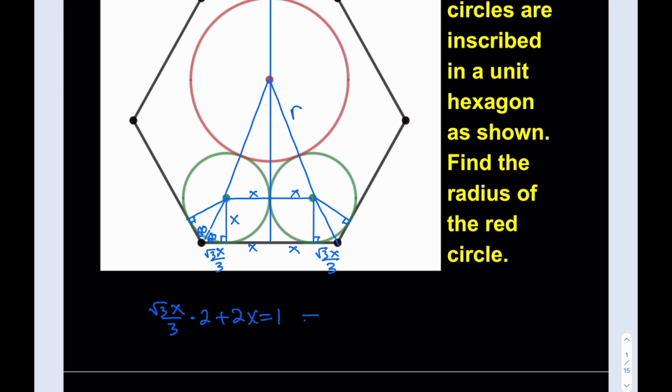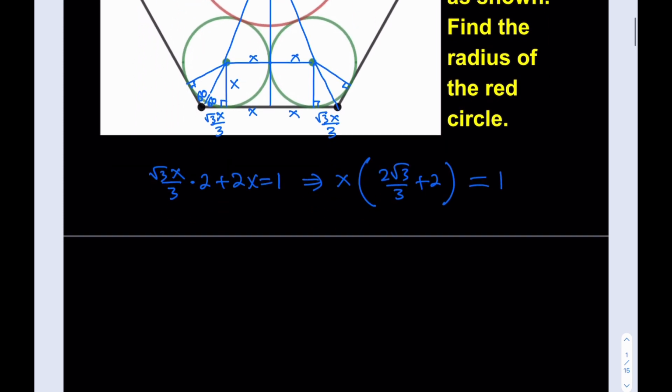So let's go ahead and solve for x here. What I can do is take out the x. Then I should be getting 2√3 over 3 plus 2, and that product is equal to 1. Let's make a common denominator. x times 6 plus 2√3 over 3, and that's equal to 1. And from here, if you solve for x, it's going to be 3 over 6 plus 2√3.